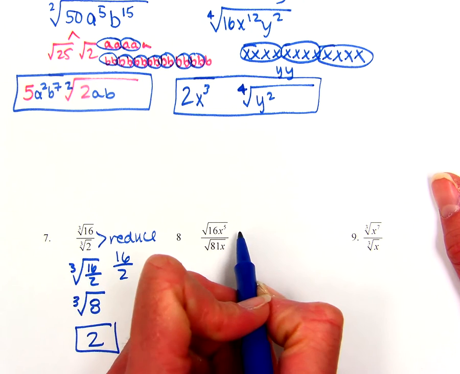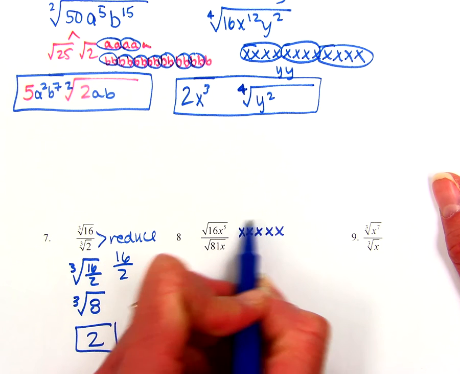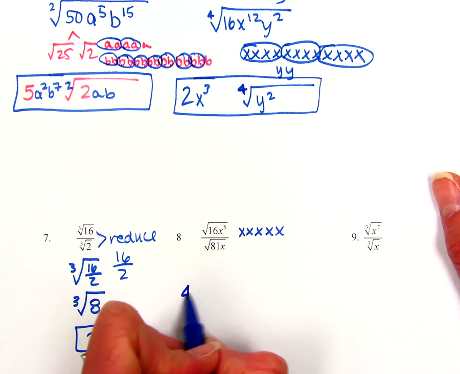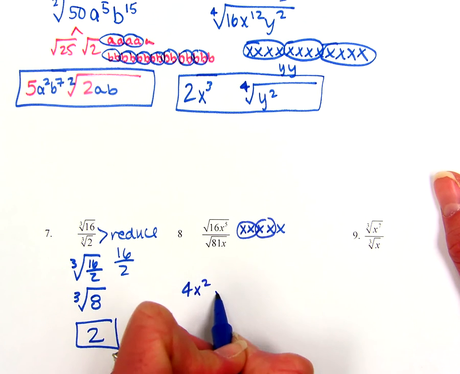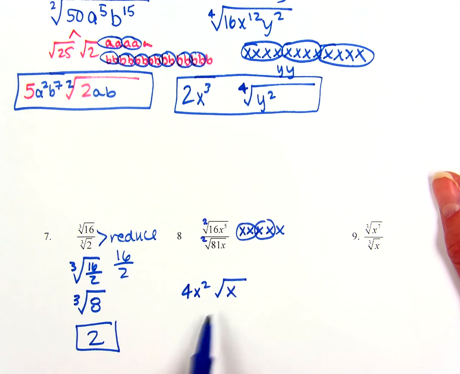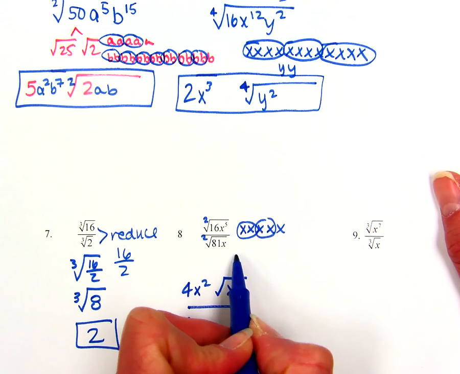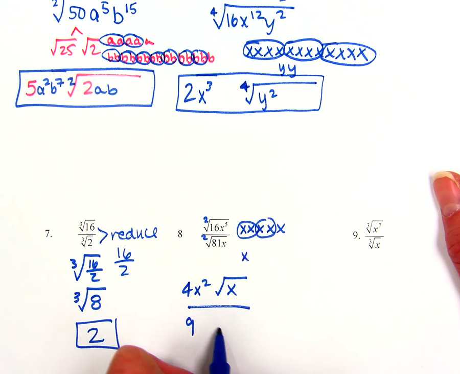So there's also 5 x's. If we're just looking at square root of 16, ignore the bottom. We've got 4. Take out as many groups of 2 that you can, so x squared, with a square root of x left over. Remember, your index is a 2 here. So that's your numerator. For your denominator, the square root of 81 is 9, and then I don't have enough to take out a group of 2, so that square root of x is still left over.